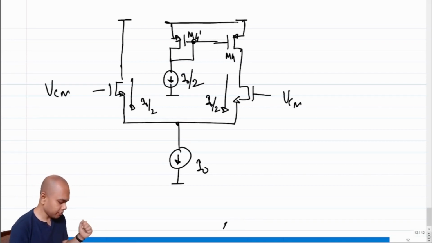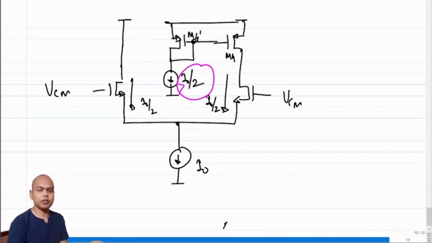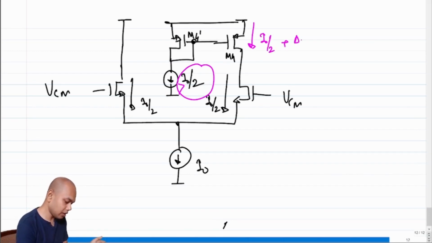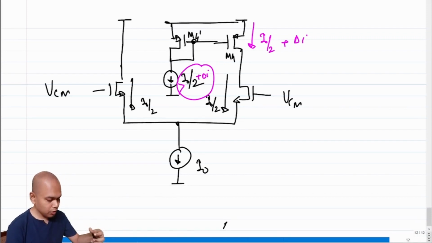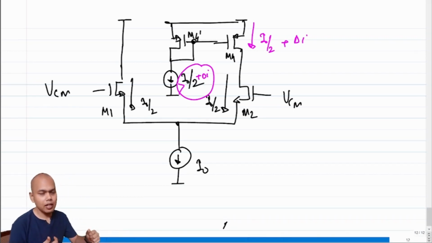Now here's the interesting question. Let's say instead of I naught over 2, I have a current which is greater than I naught over 2. What do you think is going to happen? What will M4 try to drive? M4 will try to drive I naught over 2 plus delta I, but M2 is only trying to sink I naught over 2. So one current source is trying to drive higher current than the other current source is trying to pull. So what's going to happen?